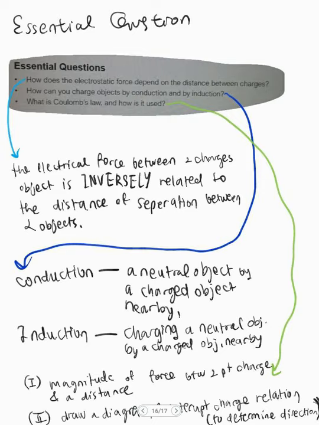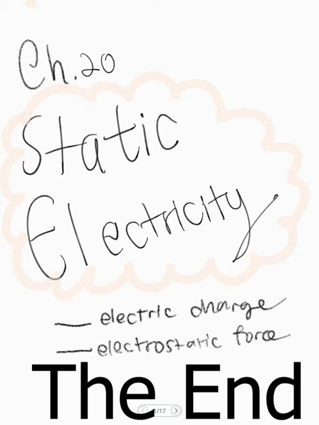And for the last one of the section, what is Coulomb's law and how is it used? Firstly, Coulomb's law is the magnitude of force between two point charges at a distance. And we can use Coulomb's law by drawing diagrams that show how the charges relate to determine the directions.